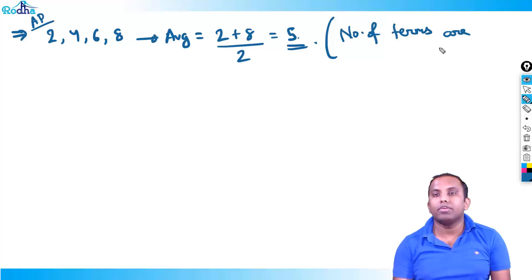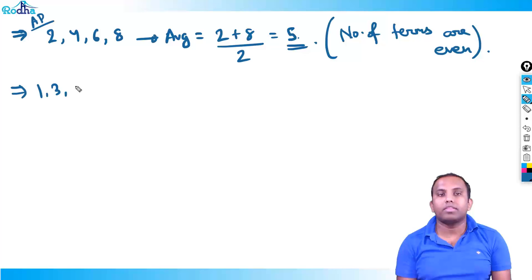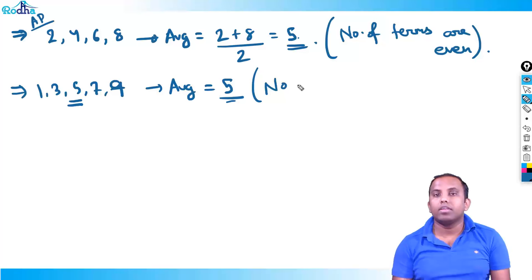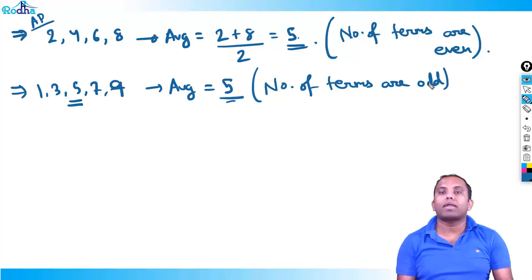When the number of terms is odd, like 1, 3, 5, 7, 9, what is the average? Their average is 5. It is a part of the series. Since the number of terms is odd, the average will be a part of the series.